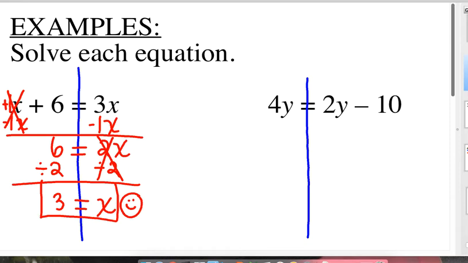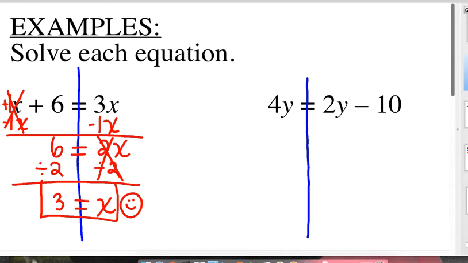Step 2 is look at your variable terms. I've got 4y on the left and 2y on the right, and that's a problem. I got to get my y terms together on the same side of the equal sign. The 4y cannot move over. He has to stay put, because if we move him away, then that left side of the equation is empty, and for now we're not allowing that. So that means you have to move that 2y over to the other side.